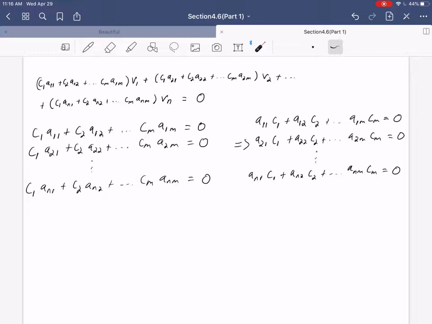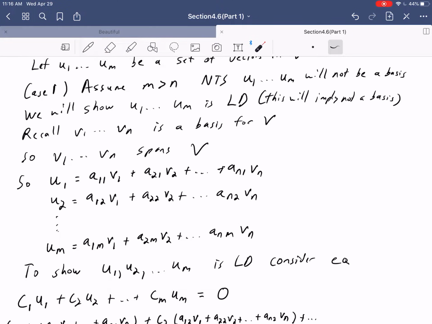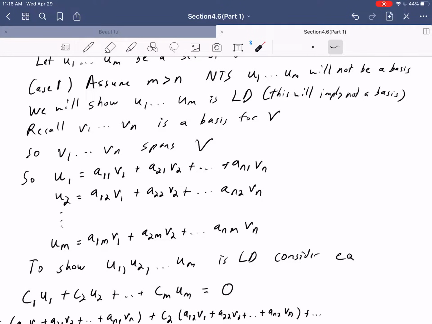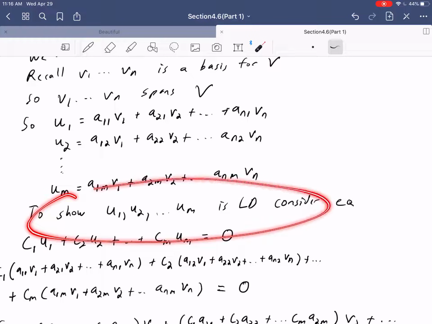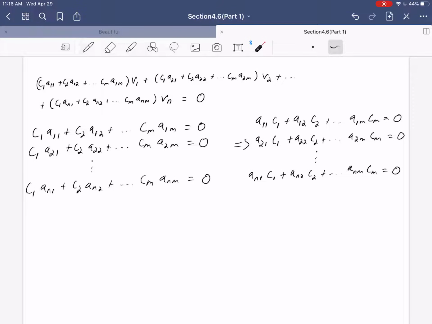Which are the constants that we're actually trying to solve for? Well, if you go back, I know it's a sort of lengthy proof, but what we needed to show is that U1 through UM is linearly dependent. So we're really thinking about solving for C1 through CM. So back over here, treat C1 through CM as our variables. So what do we know about this system then? Well, there are M variables and there are N equations.